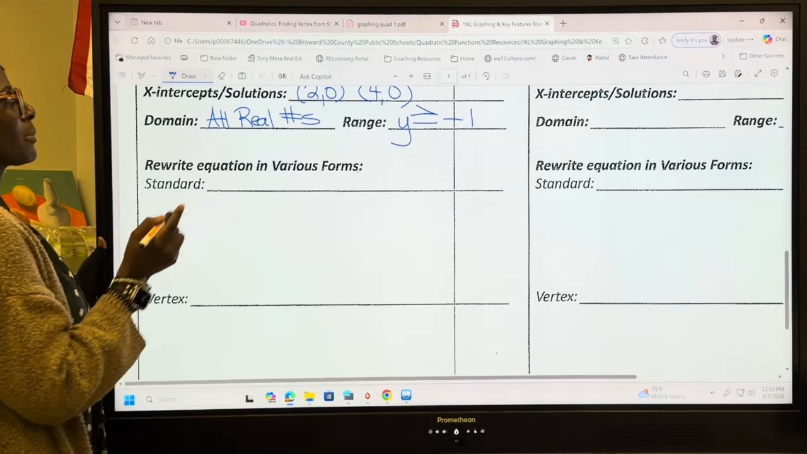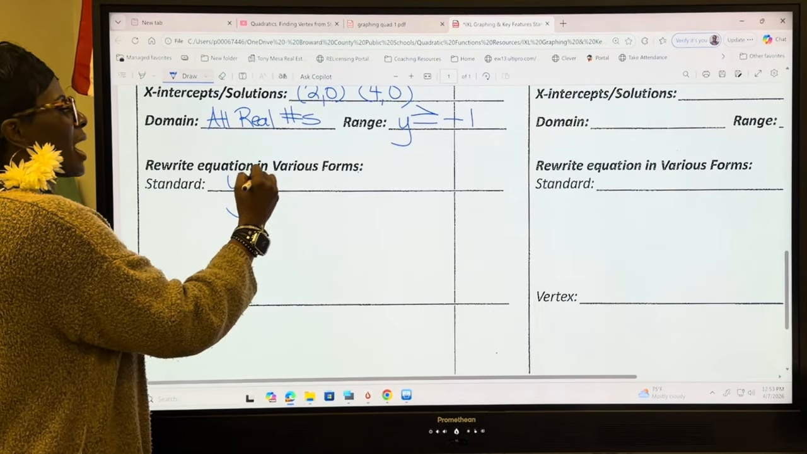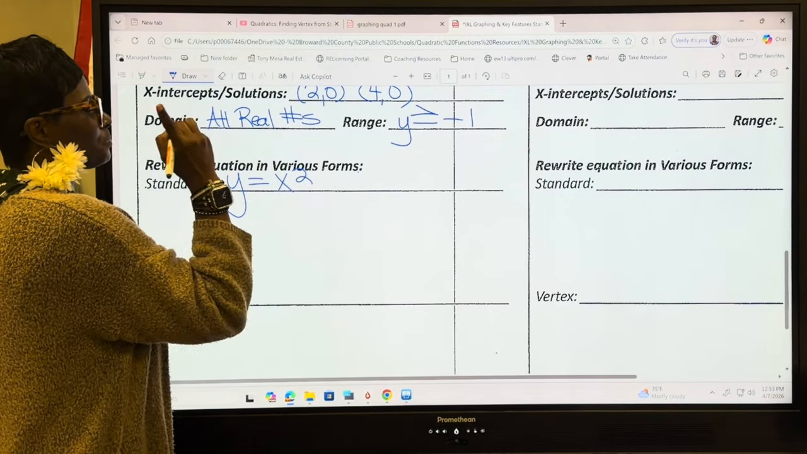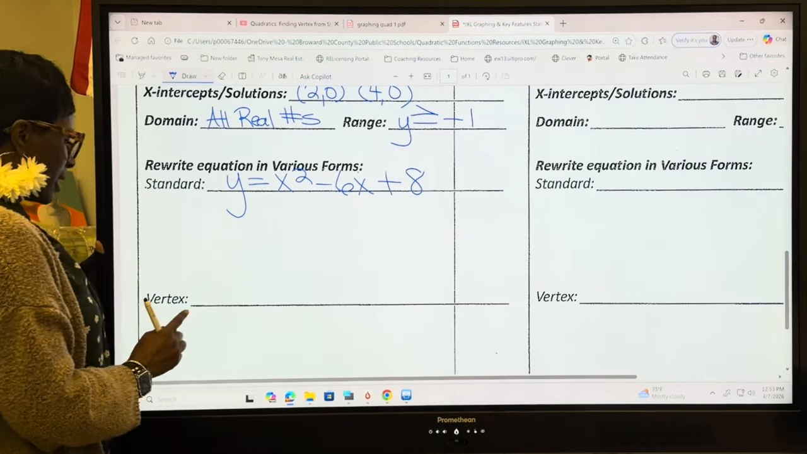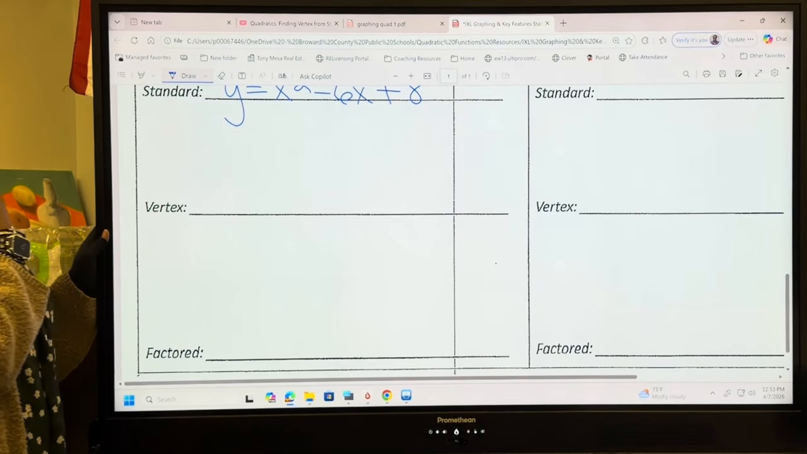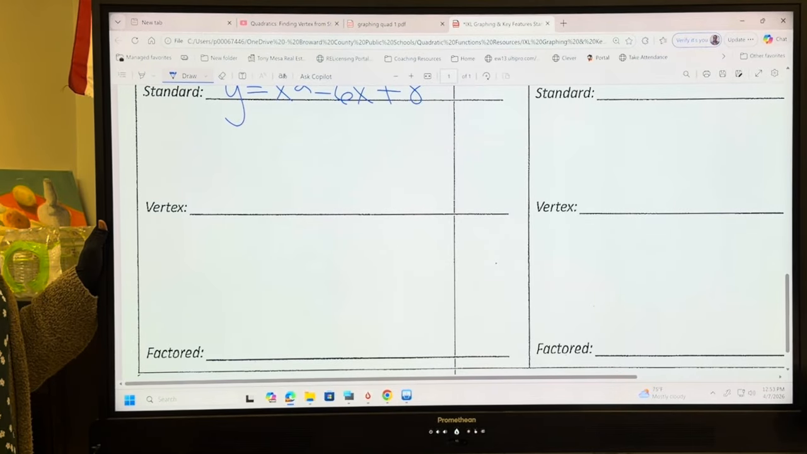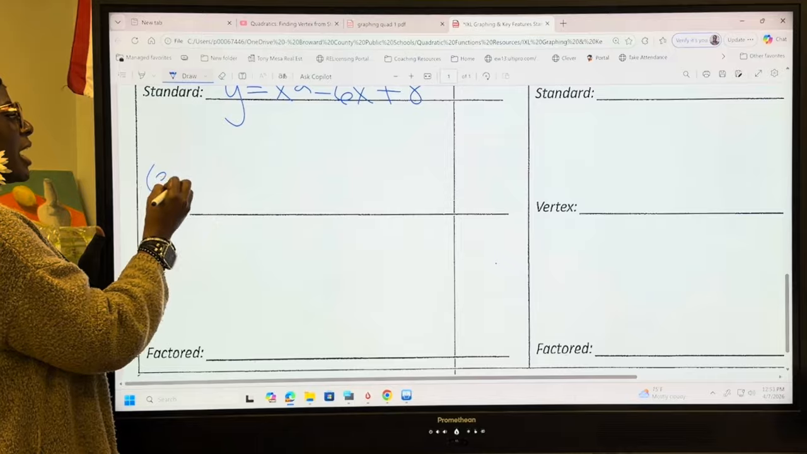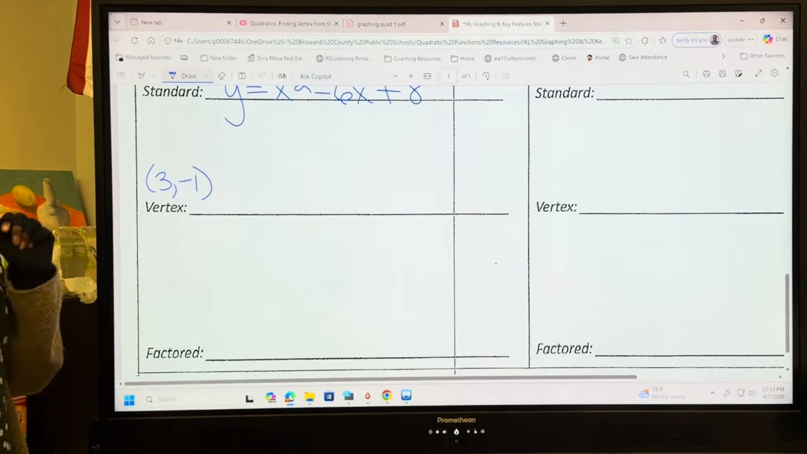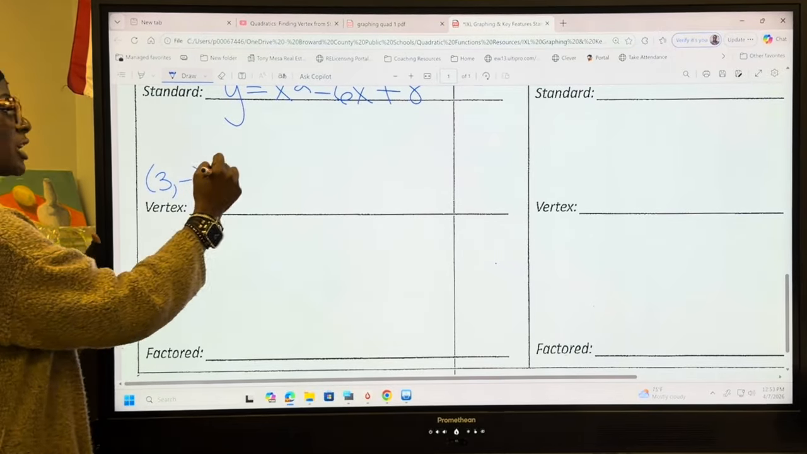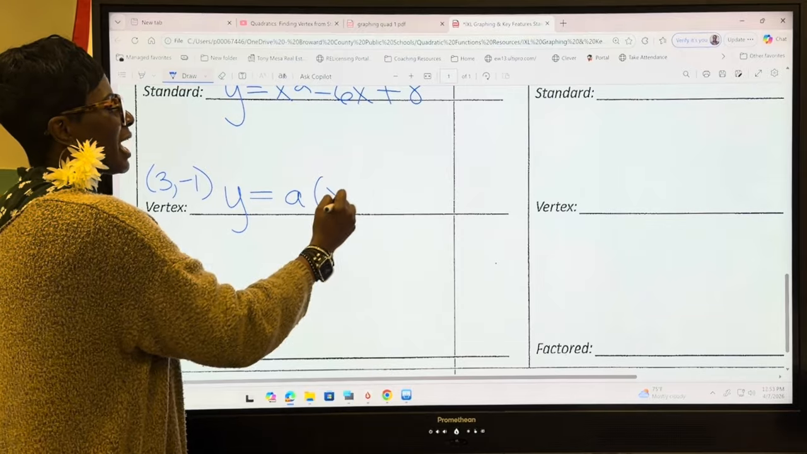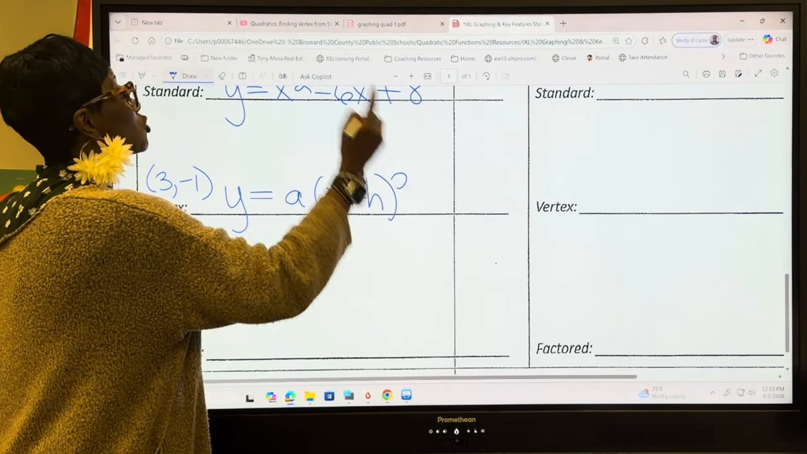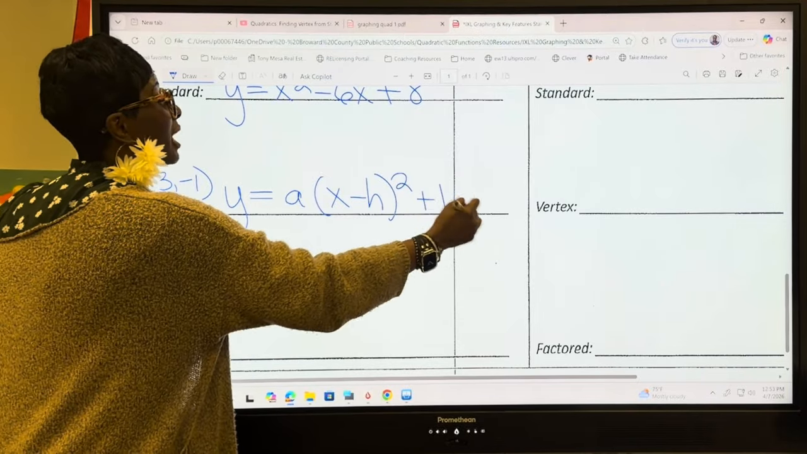We know the standard form because they gave it to us. What was it? y equals x squared minus 6x plus b. All right, now vertex form. Do we know our vertex? Yes. What is our vertex? 3, negative 1. It's 3 and negative 1. So let's put it in vertex form. I'm going to write vertex form so we can see. Vertex form is y equals a times x minus h squared plus k.